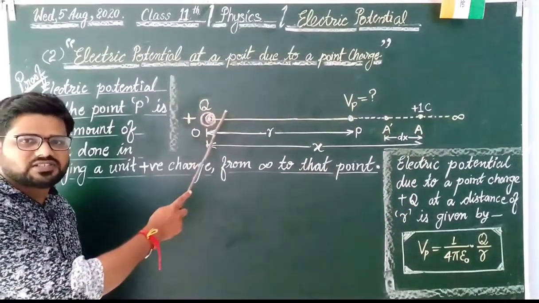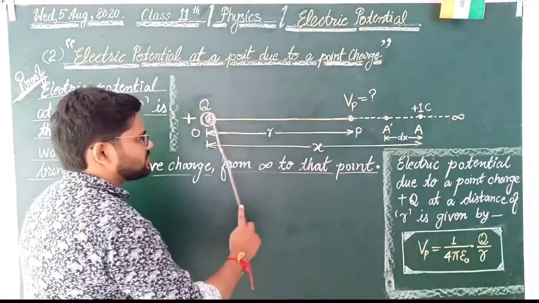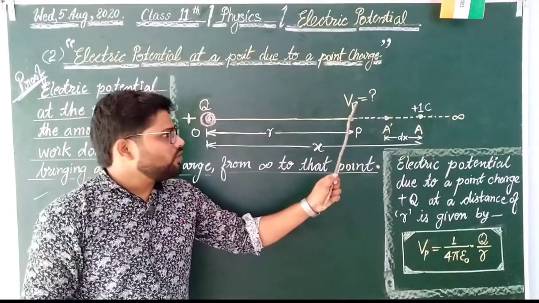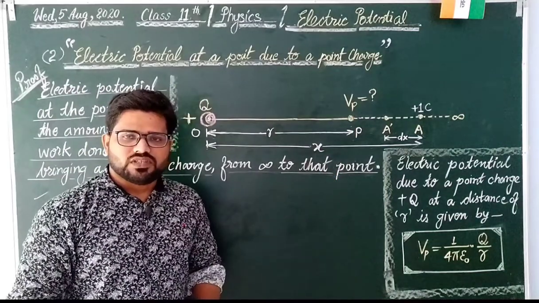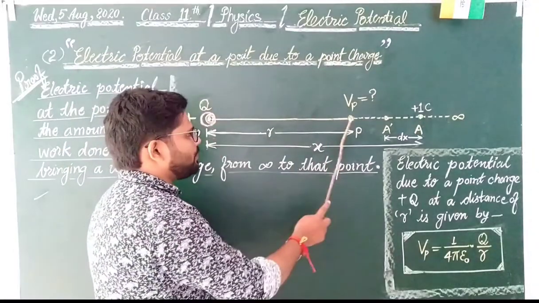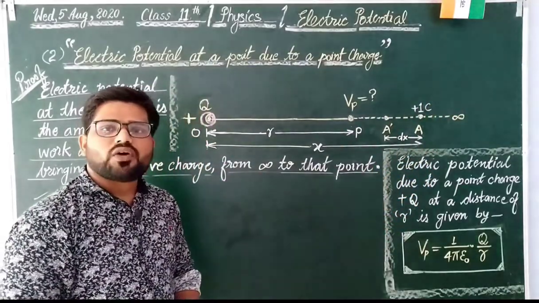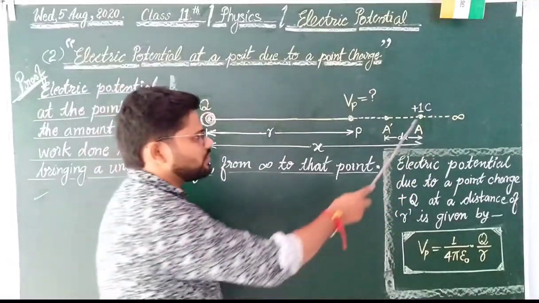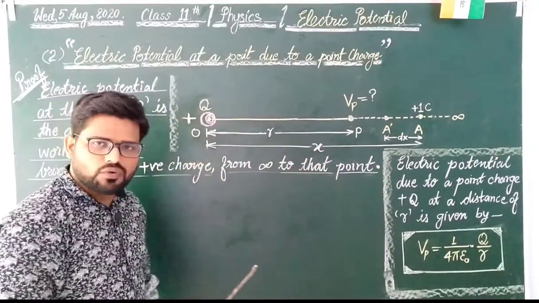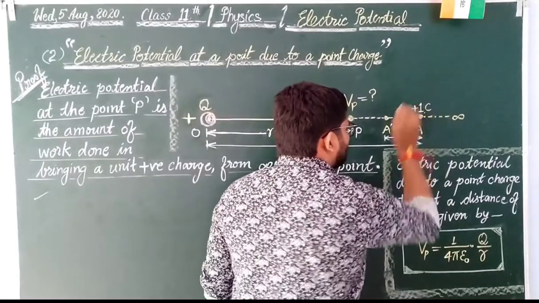Here is the point charge plus Q, which is placed at O. From here, at a distance of small r, there is another point P. Here we have to define the value of the electric potential. So for this, we need to extend the line OP to infinity this way. Now consider another point A at a distance of small x from the point O. Now just place a unit charge plus 1 coulomb.